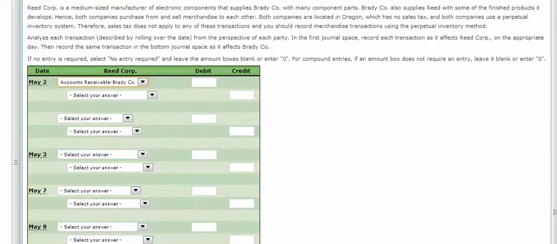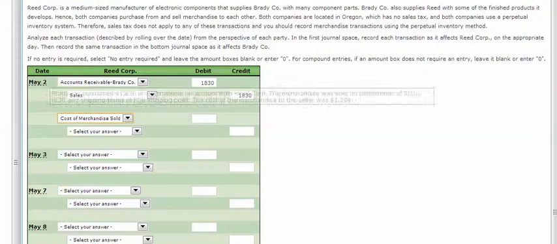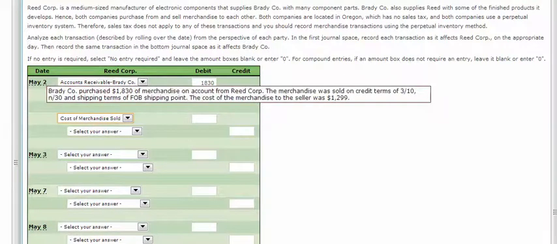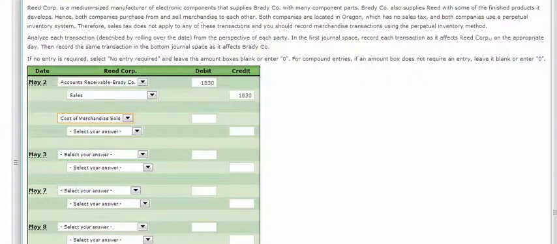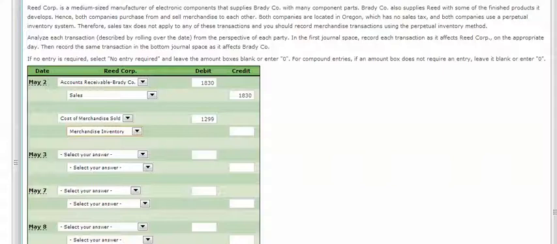So we're going to have accounts receivable for $1,830. We'll have sales for $1,830. We'll have our cost of merchandise sold, and that was how much again? That was $1,299. And we will have our merchandise inventory credit for $1,299.